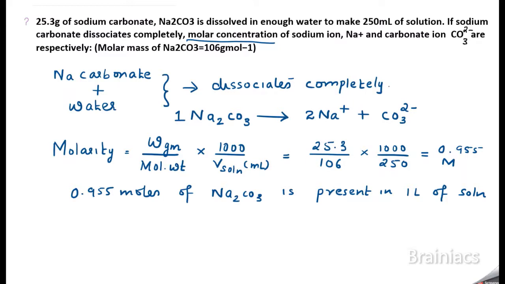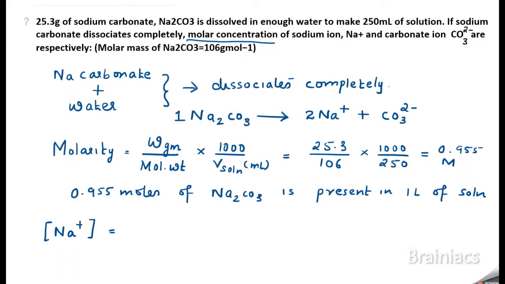Now why are we finding molarity here? Since they are asking me the molar concentration of sodium ion. So molar concentration of sodium ion means I need to find the number of moles of sodium ion that is present in 1 liter of the solution. This is very important. Now I know that 0.955 moles of Na2CO3 is present in 1 liter of the solution, correct?